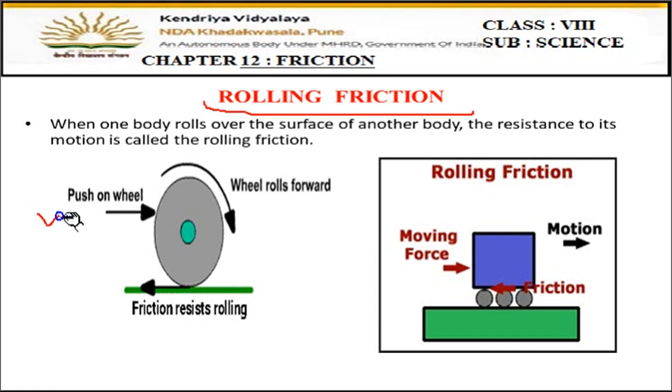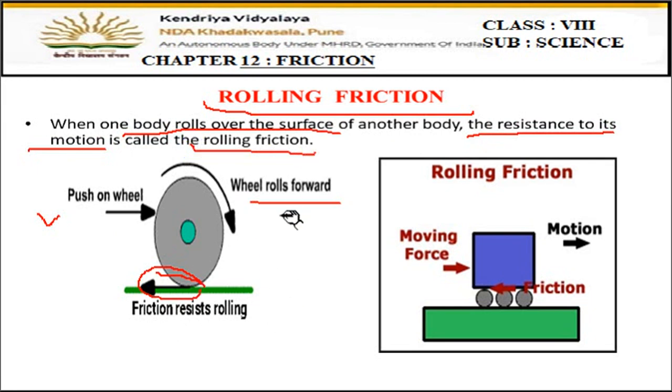Okay, here in the picture you can see that a push force is applied on the wheel, so the wheel rolls forward, the wheel started rolling. But now you can see that the surface of the wheel and the ground are in contact with each other. So the friction which is acting, which is opposing this rolling motion, is called the rolling friction. Fine. So when one body rolls over the other surface, the resistance to its motion, the force which will oppose this rolling motion, is known as the rolling friction.